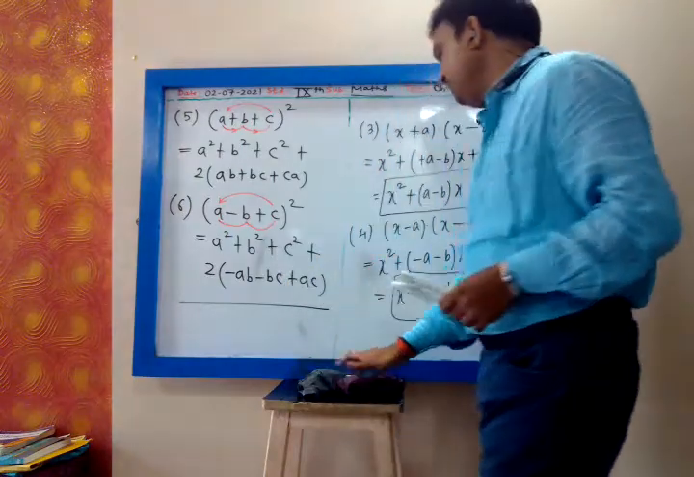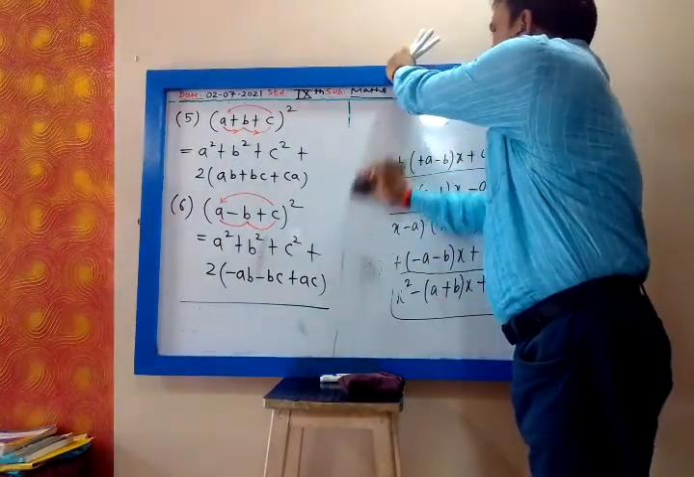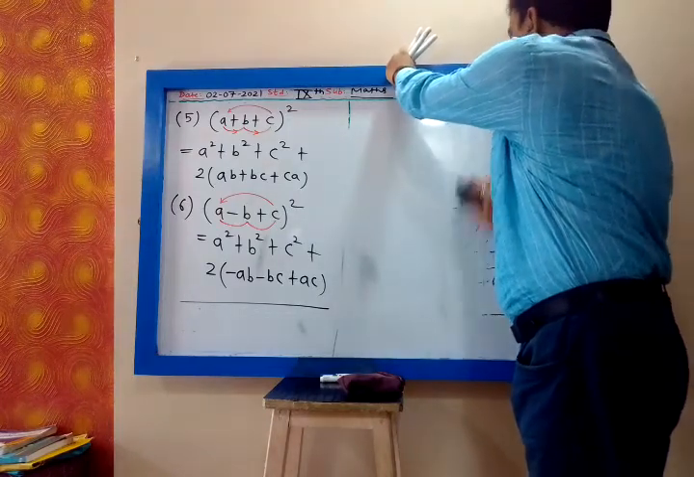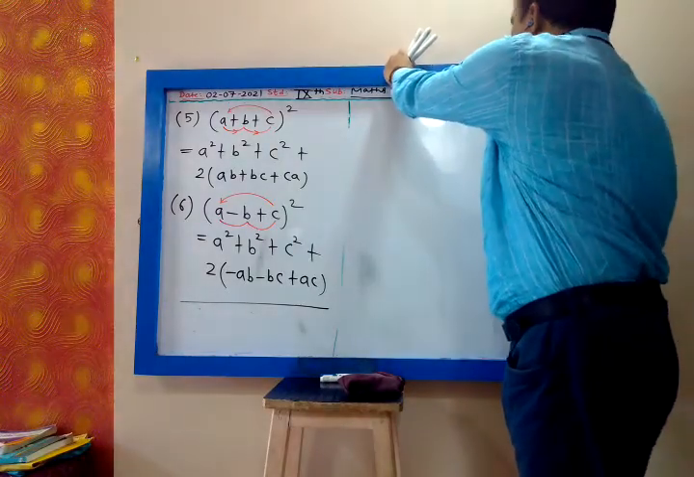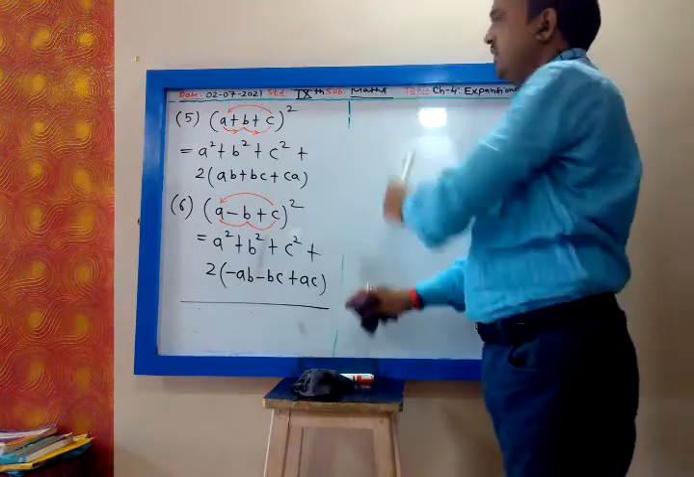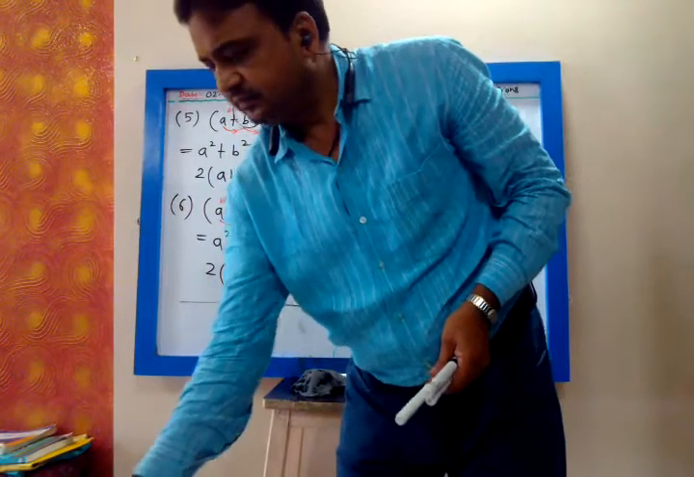So this way you remember, my dear: a square plus b square plus c square, everywhere it will be plus. Plus 2 times, then you have to multiply the two numbers with their usual sign. So there is no need to remember the formula.